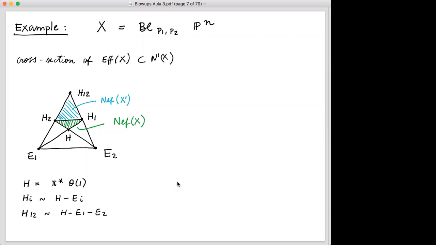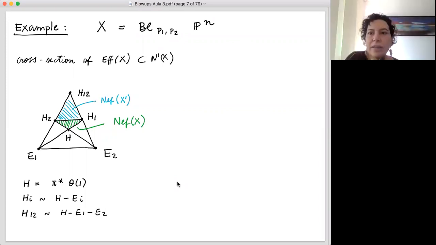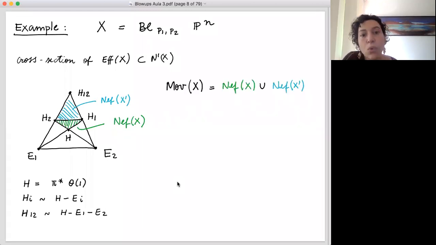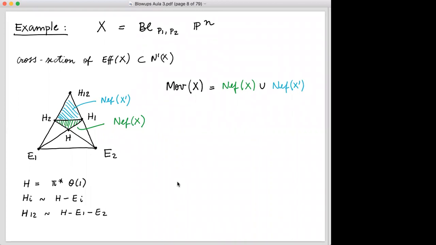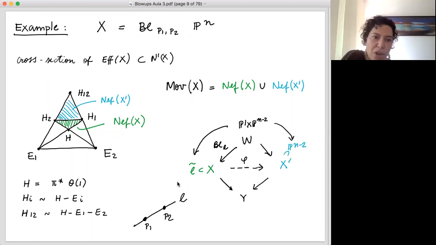And moreover, we saw that there is a chamber decomposition in this cone, which is this chamber decomposition there. In particular, the movable cone, the cone of movable divisors on X, in this case was the union of 2 of the chambers. One chamber is the Nef cone of X, the one in green, and the other chamber was the Nef cone of a small modification of X. So let me recall this example from last time.